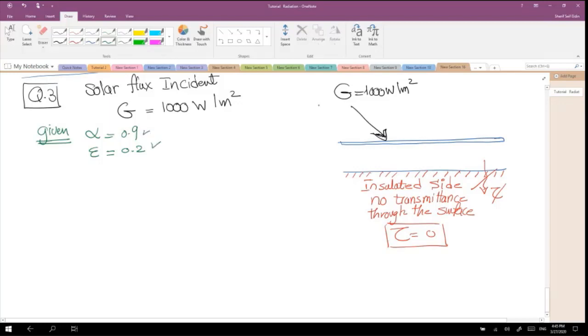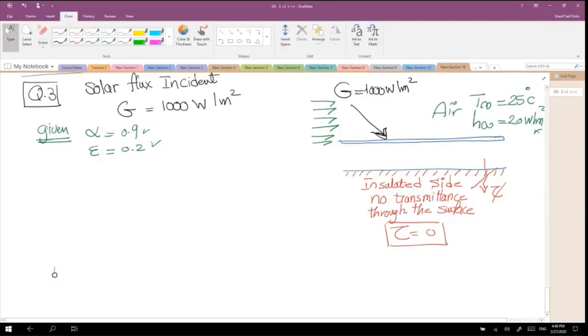Also, he said that the top side of the plate has air flowing over with a temperature of 25 degrees Celsius and H infinity of 20 watt per meter square Kelvin. So he actually also gives you the heat transfer coefficient directly. But as I told you, I'm going to write this note here.